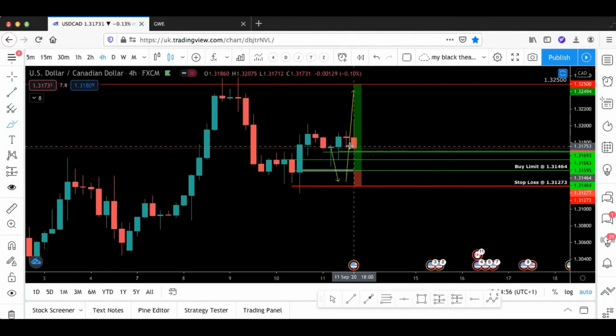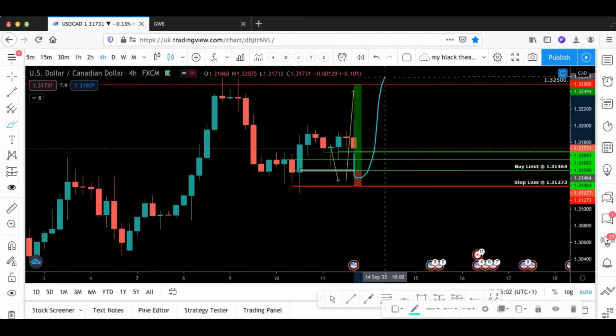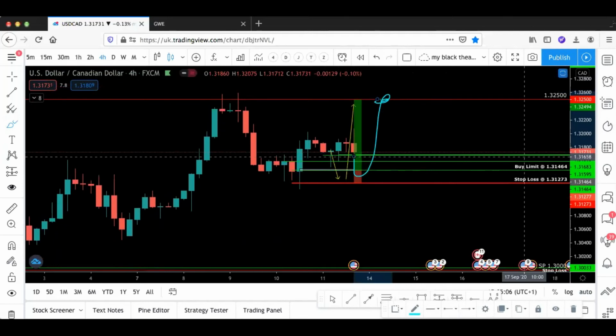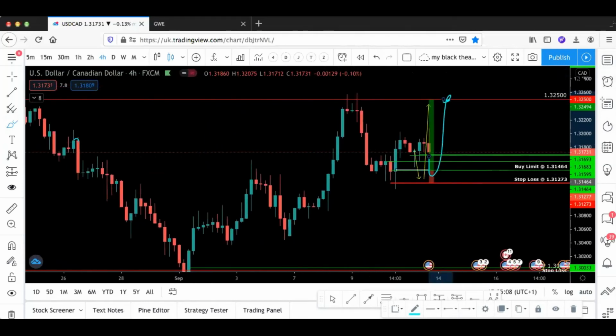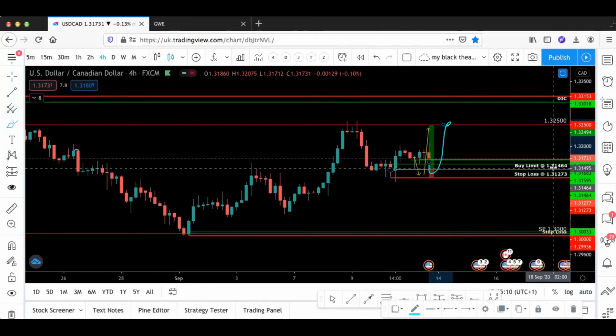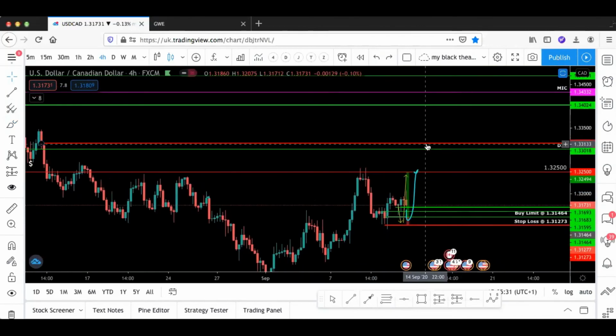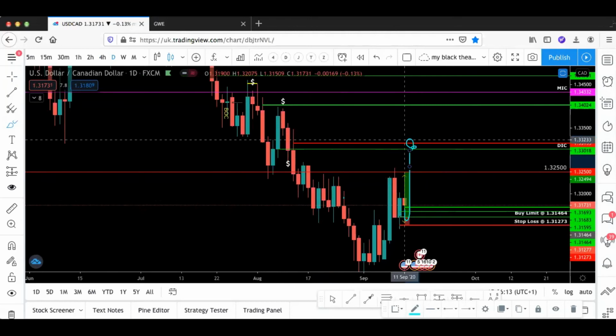I'm anticipating price to run lower, then run higher towards this area. This is the move I'm anticipating on USD CAD. In the long run, I am anticipating USD CAD to move higher and gain a good number of pips. I only look for buy setups on USD CAD. Let's move on to AUD USD.